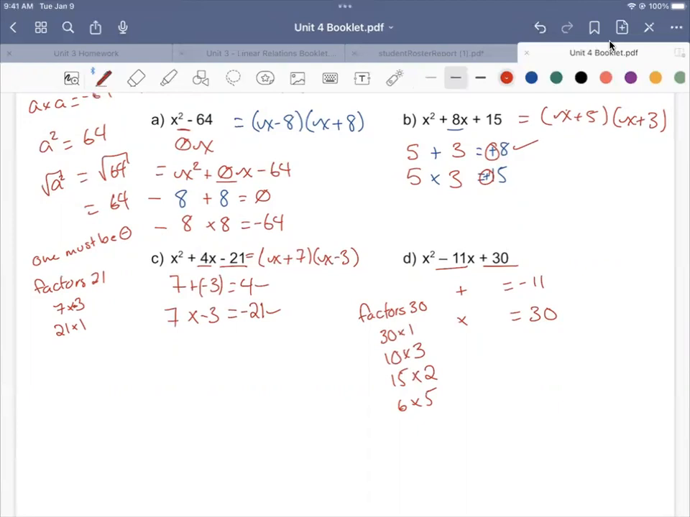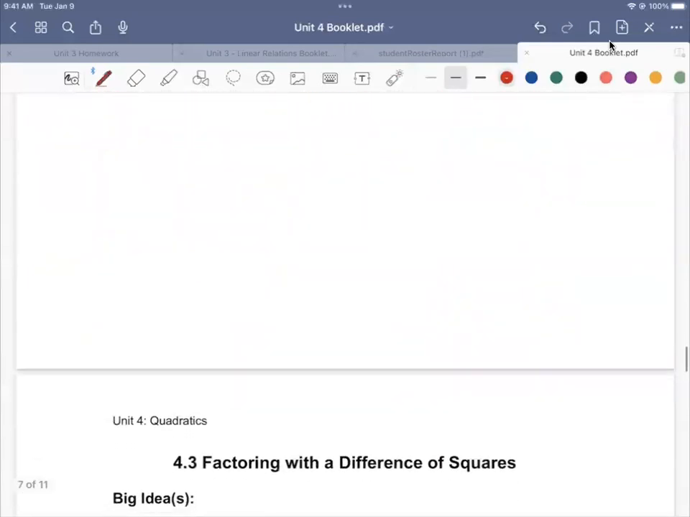I know that if the middle term is a negative number and the last term is positive, most likely they are both going to be negative. So 30 plus 1 is never going to equal negative 11. 10 plus 3 is never going to equal negative 11. 15 and 2 will never make negative 11, but 6 and 5 will. The only way to get negative 11 is negative 6 minus 5, and if I multiply negative 6 times negative 5, I also get 30. So that means my factored form is (x - 6)(x - 5). Awesome. So that's everything for this lesson.